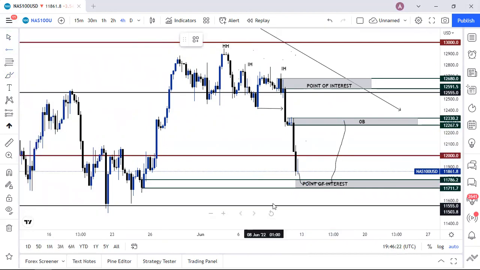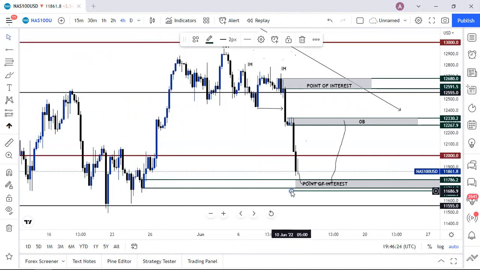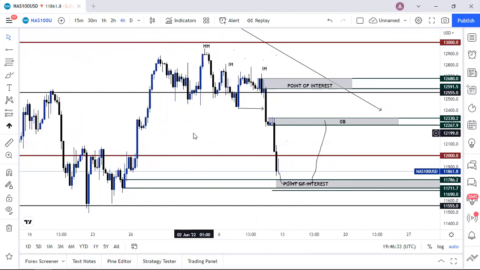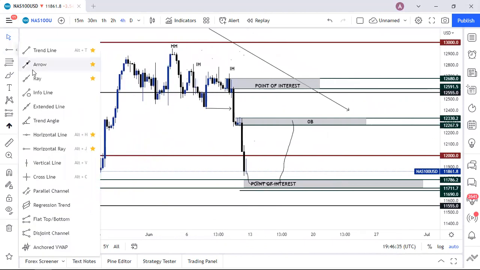Where do I put my stop loss? I put my stop loss outside my point of interest. This is where I put my stop loss.